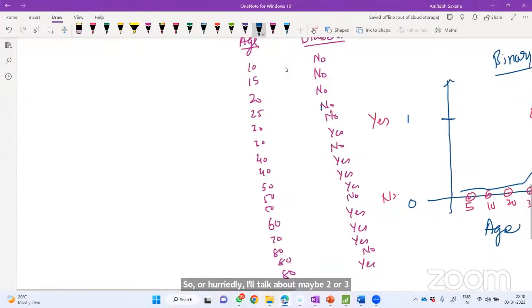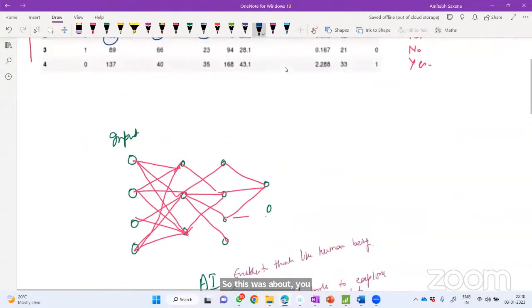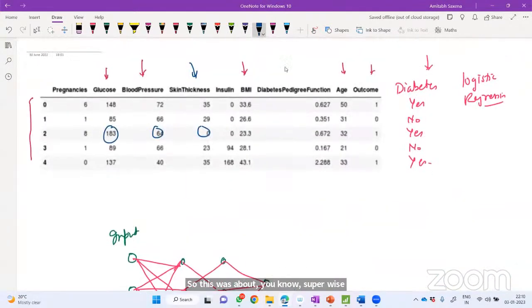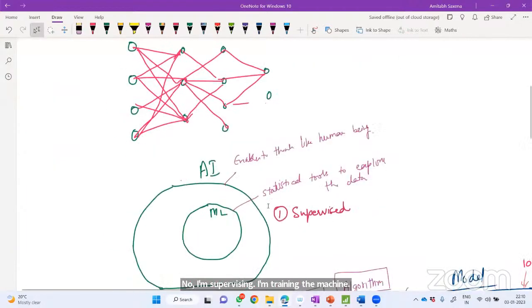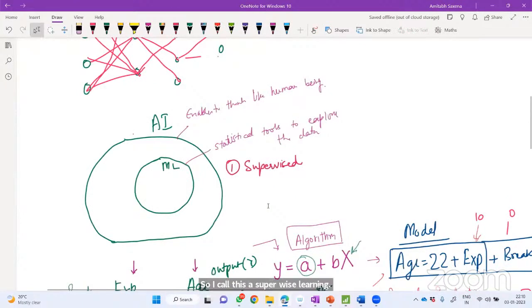So this was about supervised learning. Why do we call it supervised learning? Because I am training the machine, I'm supervising it. So I call this supervised learning. Now there is another kind of learning, known as unsupervised learning. Supervised learning examples are algorithms for regression and logistic regression. Unsupervised learning would be something like a clustering problem.